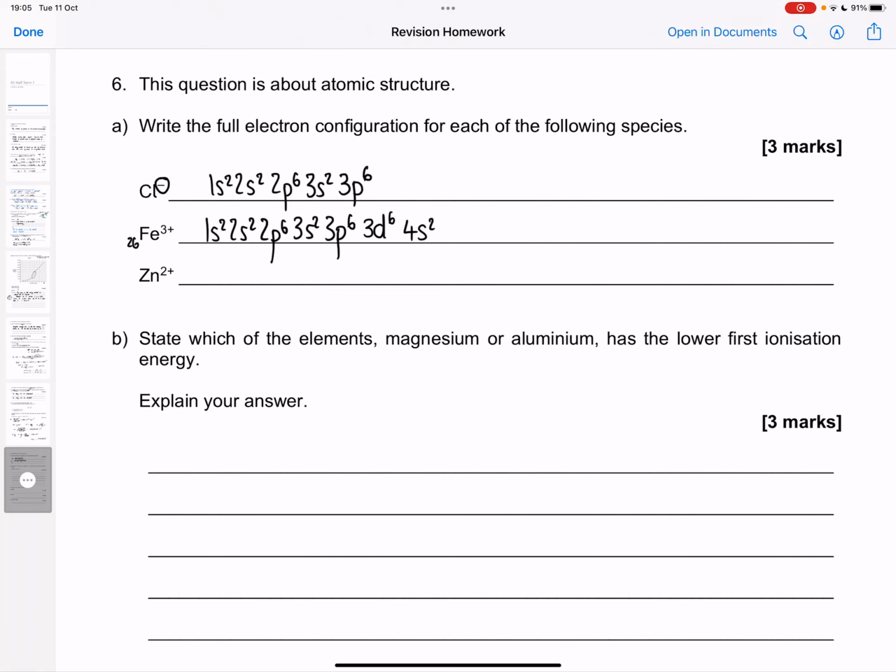Now I suggest you use a pencil because now you can remove 3 electrons, the outer 3. So we had 3d6 4s2. We're going to delete the last 2 and 1 of these so that we've removed 3 electrons, and now we're at 3d5.